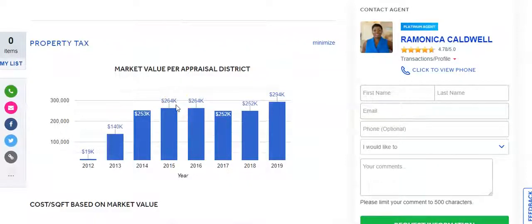Property taxes. You want to look at the property taxes to see how they have been trending over the years.